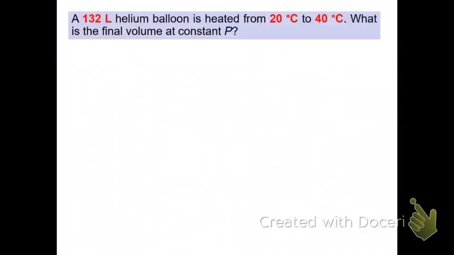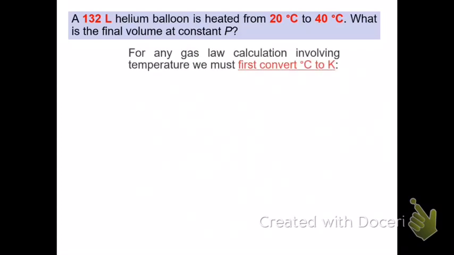All right, let's look at an example here. A 132-liter helium balloon is heated from 20 degrees Celsius to 40 degrees Celsius. What is the final volume at constant pressure? So we're given temperature in degrees Celsius, and the first step here is to convert degrees Celsius to kelvins. Converting degrees Celsius to kelvins is pretty simple. All you have to do is add the number 273.